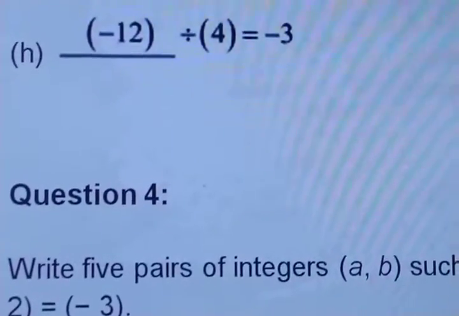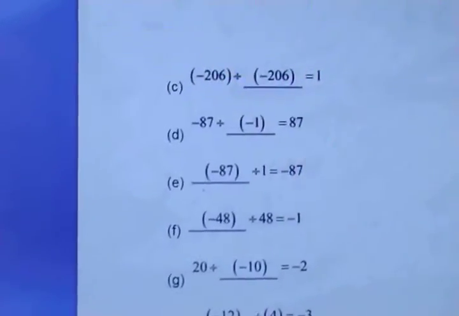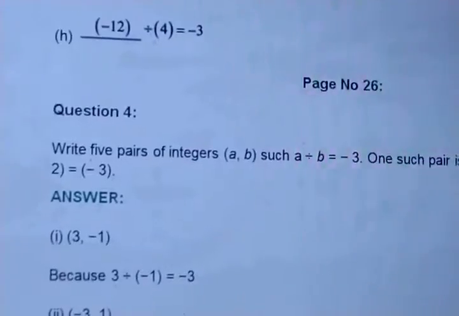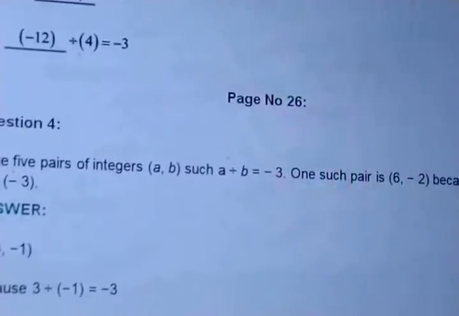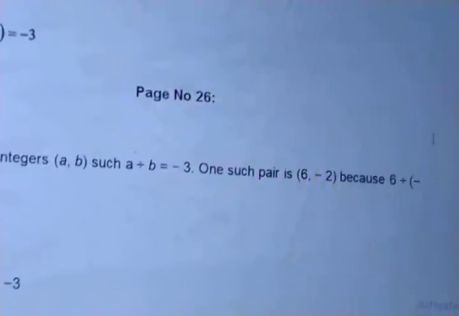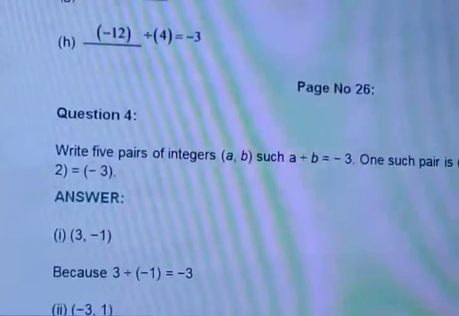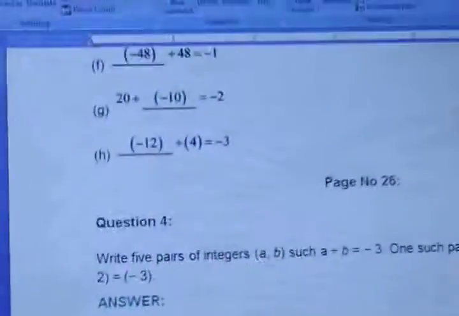Now we will move towards question number 4. So just see what question number 4 wants to say. Question number 4 is: write 5 pairs of integers a, b such that a divided by b is equal to minus 3. One such pair is 6 and minus 2, because 6 divided by minus 2 is equal to minus 3. Means what? You have to find the answer.